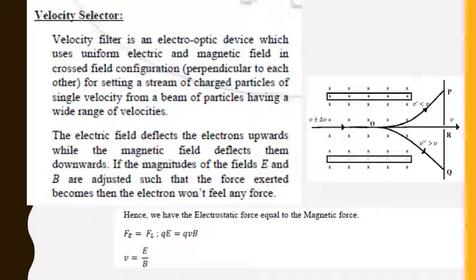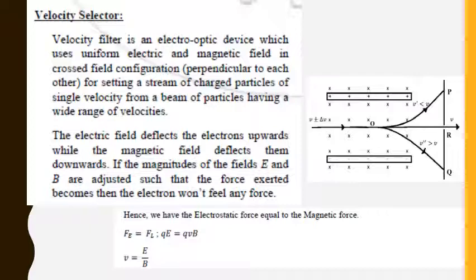Due to this electric field and magnetic field, the electric field deflects the electron in the upward direction. If the particles are positively charged, then it may move in the downward direction, while the magnetic field deflects them downwards, or sometimes upward. Basically it depends on the charge. Suppose we are applying E and B, one is deflecting in the upward direction, the second is deflecting in the downward direction, so we are applying two forces in opposite directions here.